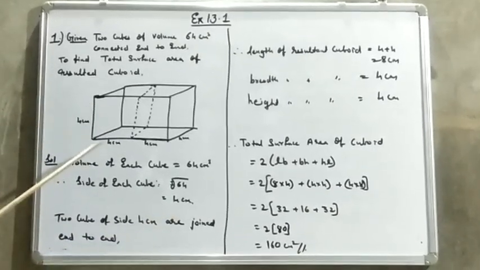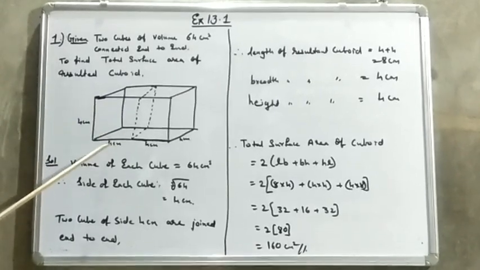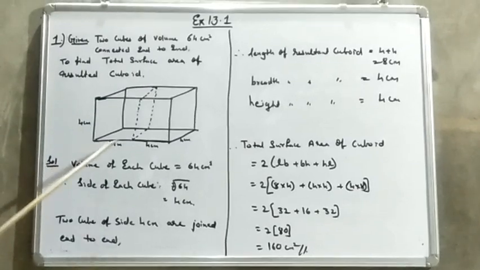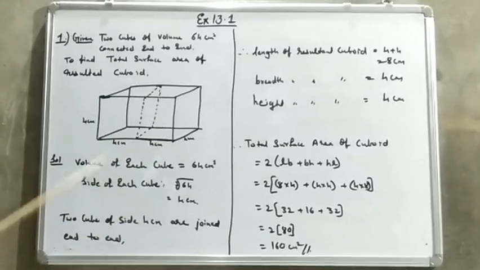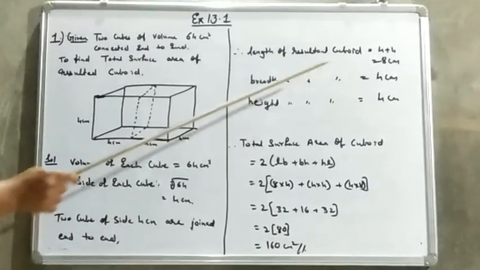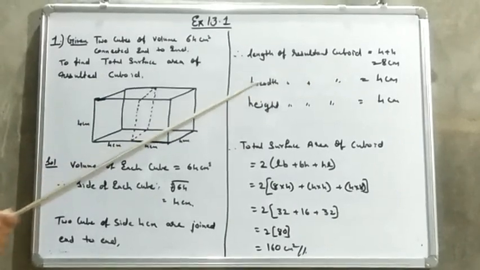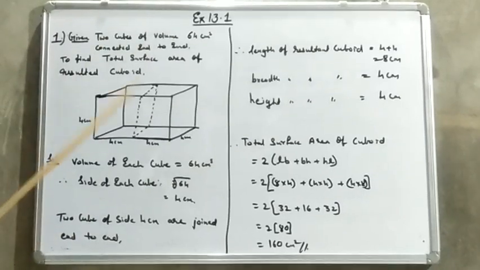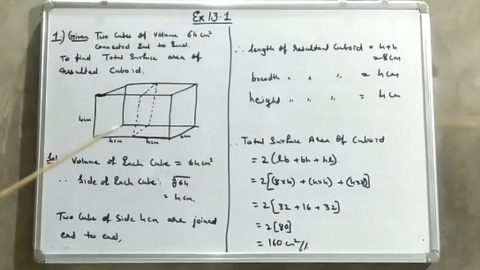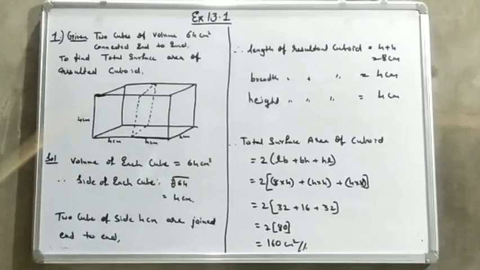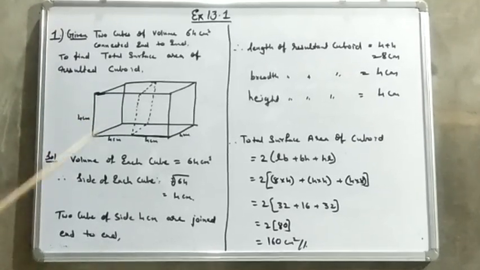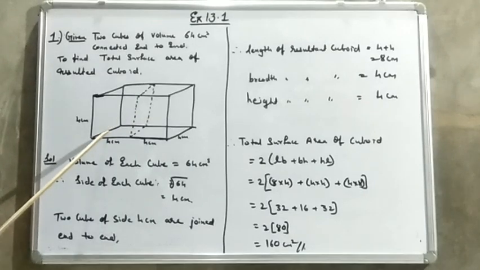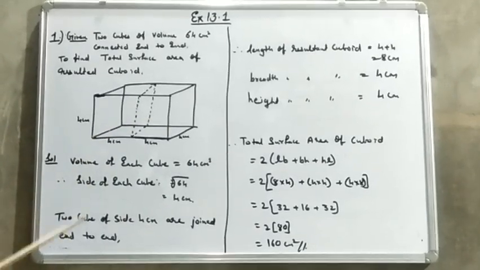You can see from the figure, if the side of each cube is 4, length, breadth, height are all the same in a cube. So the resultant cuboid will have length of 4 plus 4, 8 centimeter. Breadth of the resultant cuboid will be 4 centimeter and height will be 4. There will be no change in breadth and height, but the length will be changed since two cubes are joined end to end.